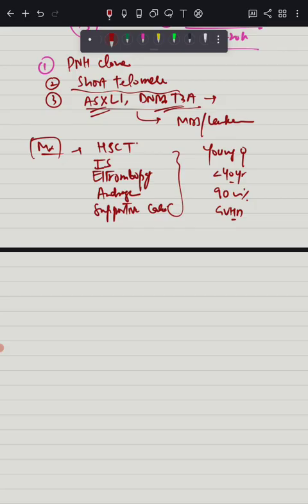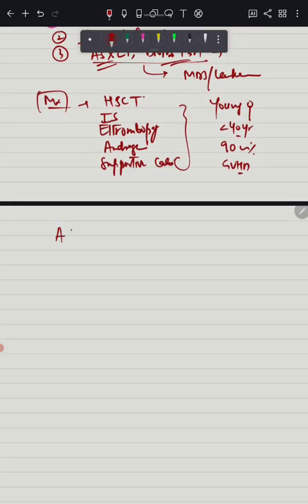Immunosuppression therapy, we have this immunosuppression therapy. We use anti-thymocyte globulin, and we have cyclosporin.